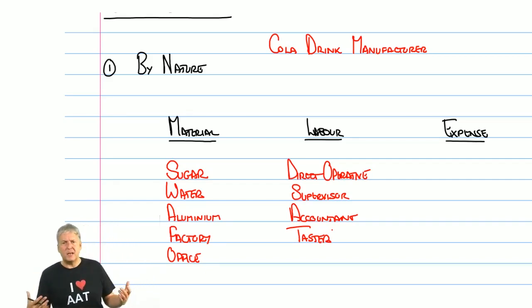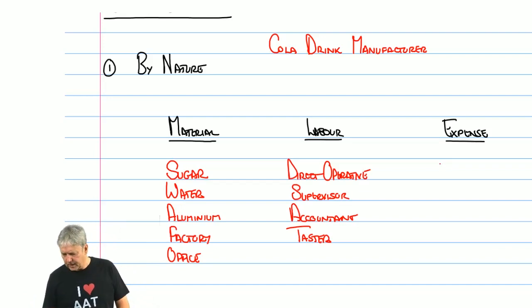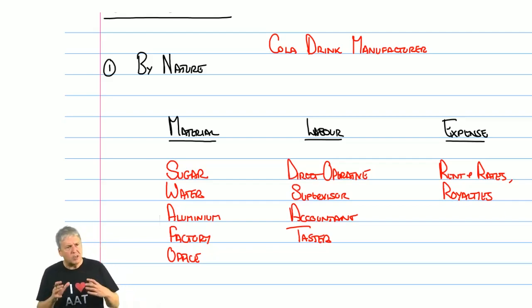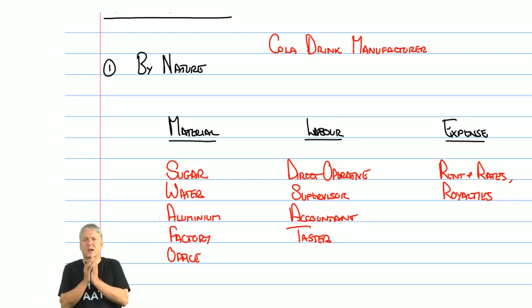And when we look at expenses, we've got lots of things here, from things like rent and rates, if we do rent anything. We've got royalties. I don't mean those that are having babies at the moment. I mean the idea that if we are using somebody else's recipe or somebody else's brand, we have to pay them for the use of that brand and things like that. So these are the sort of things that we have. And to my mind, I don't think it is difficult to classify by nature. We can do it. We understand it.